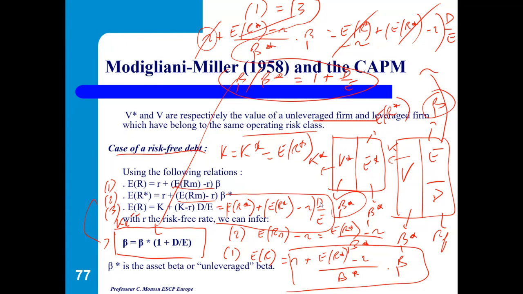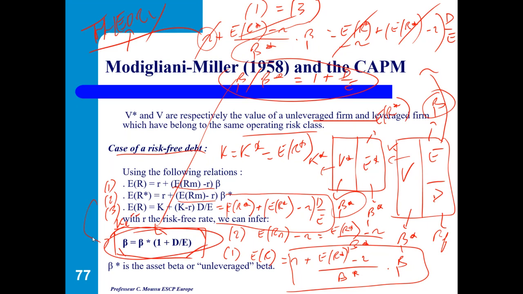What's important for you to get, I see many investment bankers saying Modigliani-Miller is theory. So they say, oh yeah, but this is theory, it does not work in the real world, capital markets are not perfect, and so on. And then all the time, they use this kind of thing.